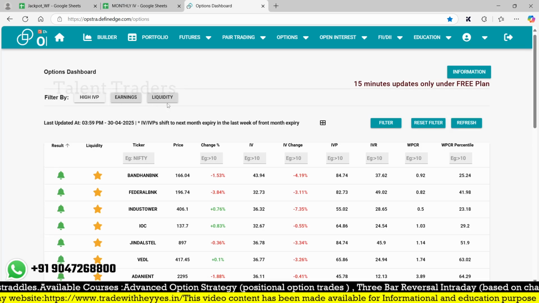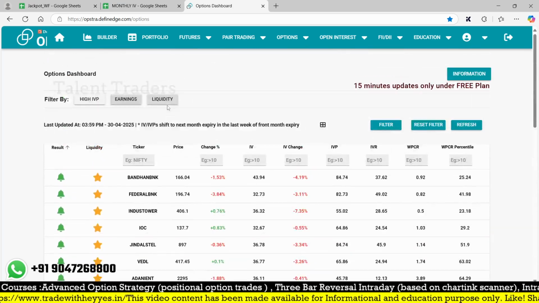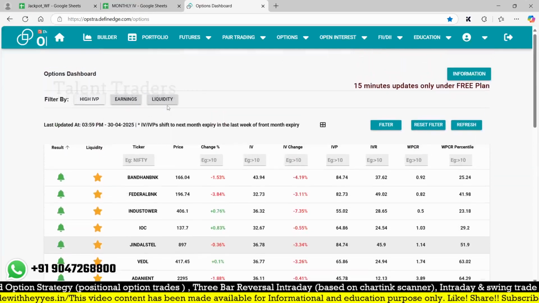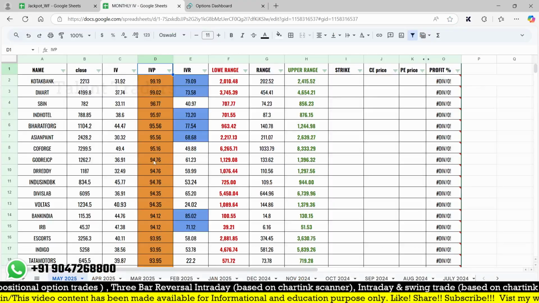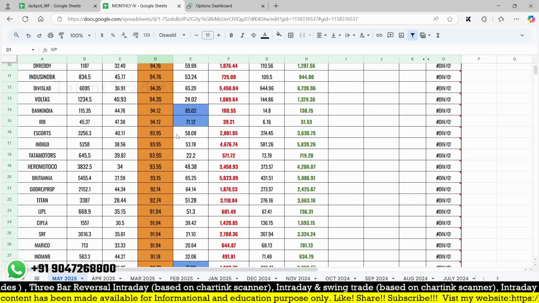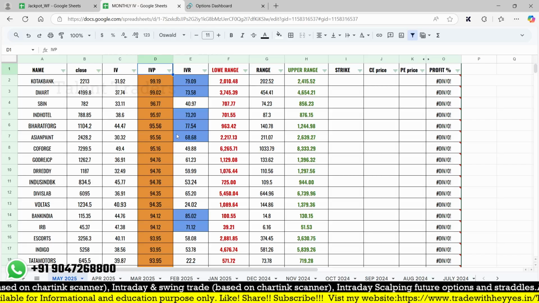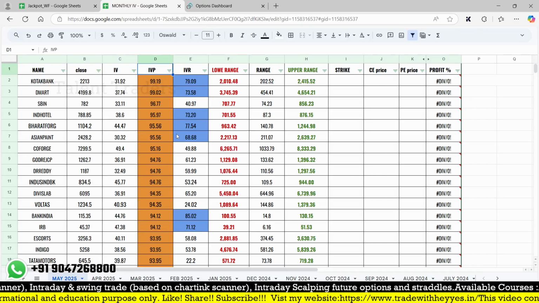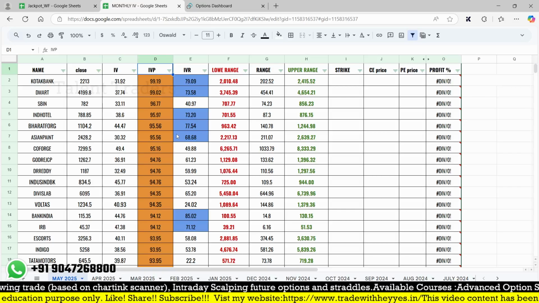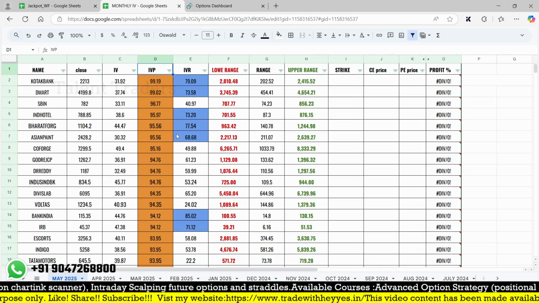You should be careful on those stocks because sometimes before a result the IV always goes up. So this is the list for the month of May, and this is static data which cannot be modified once it is updated. So it will still be valid for 1 month, and it will also be available.